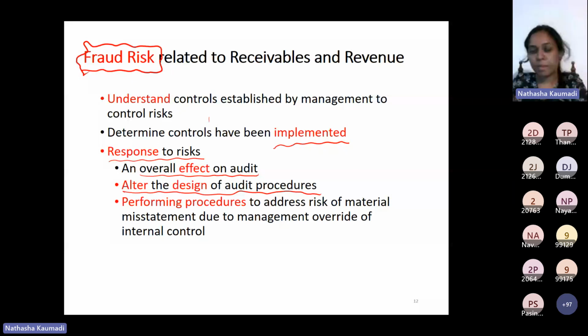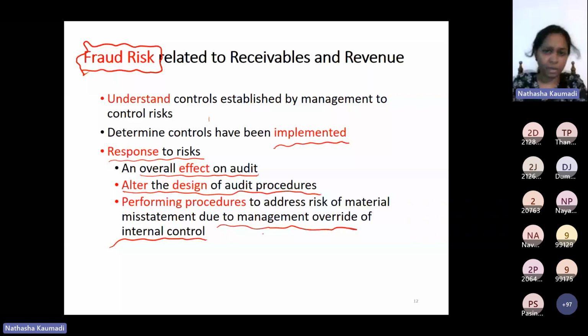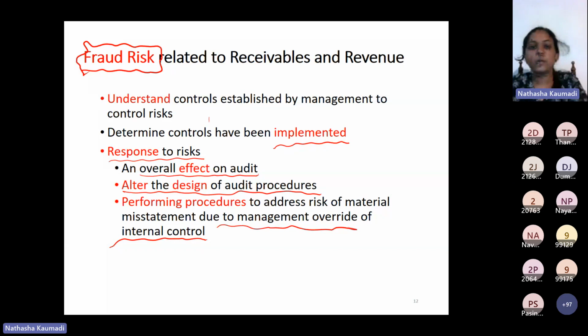This is one example. I'm telling you, you will have to alter the design of audit procedures if the risk of fraud is very high, and perform procedures to address risk of material misstatements due to management override of internal controls. If there are possible frauds, that means management doesn't care about the internal controls. Override of internal controls means they don't use them, they just do whatever they want. Management override of control can be there, so you need to be careful with that as well. This is how you address the fraud risk.